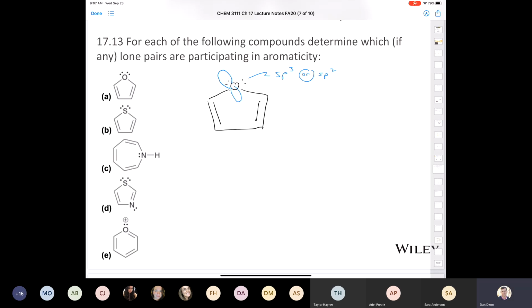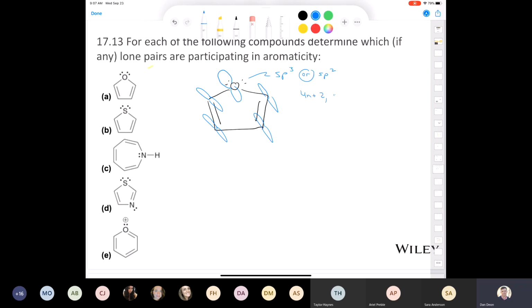Yes, it is, right? Because if those two electrons go into a p orbital, then I've got a p orbital here, here, here, here, and here. How many total pi electrons would I have? 1, 2, 3, 4, 5, 6. 6 is a Huckel number, right? If I have 4n plus 2, when n is equal to 1, I have 6 pi electrons, and that's a Huckel number, and therefore this lone pair is participating. You could circle either one, it doesn't matter, but the answer here would be yes, a lone pair is participating in aromaticity.